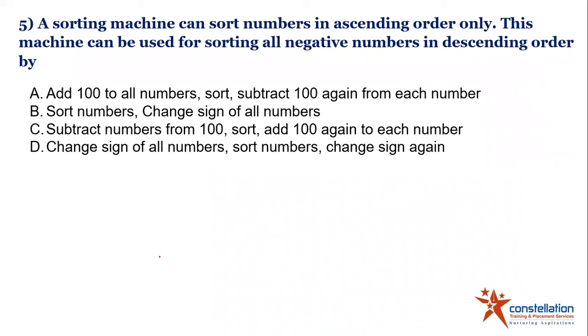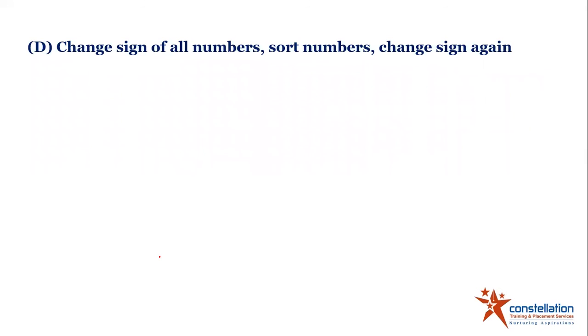A sorting machine can sort numbers in ascending order only. This machine can be used for sorting all negative numbers in descending order by... Now we know that the machine needs positive numbers, but here they are negative numbers and in descending order. So the best thing that can be done is to change the sign, then sort them, and then change the sign once again. This question was based more on logic rather than programming.